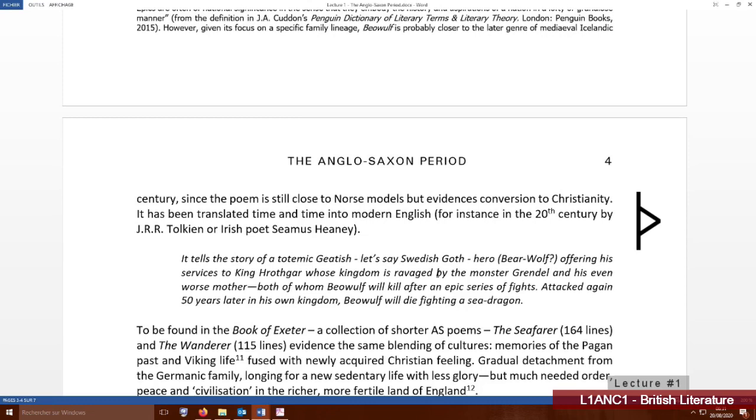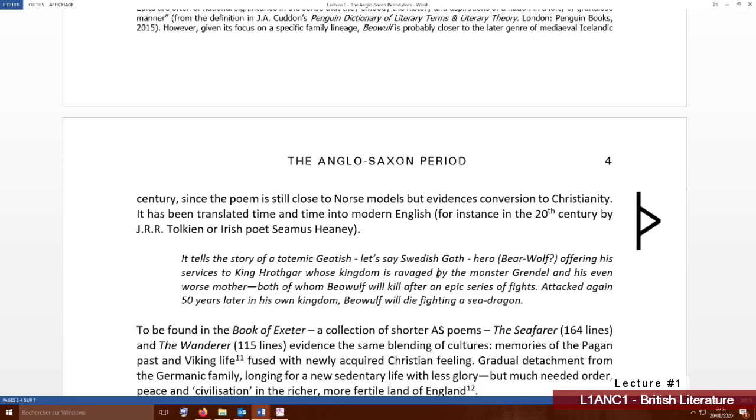Now this hero, this totemic hero, is going to offer his services to a king, King Hrothgar, whose kingdom is ravaged by a monster. This monster is Grendel, and in fact he's got a mother who is even worse than him. They kill people, they ravage the kingdom basically. Beowulf will kill both after an epic series of fights, of course, but sadly 50 years later in his own kingdom he will die fighting a large sea dragon.